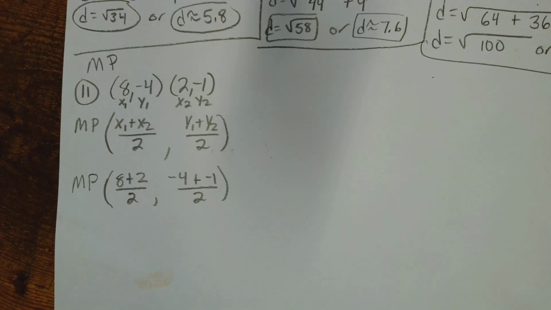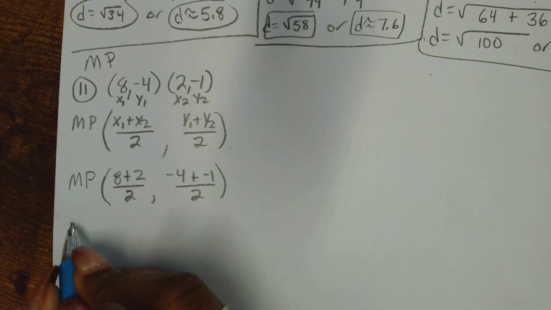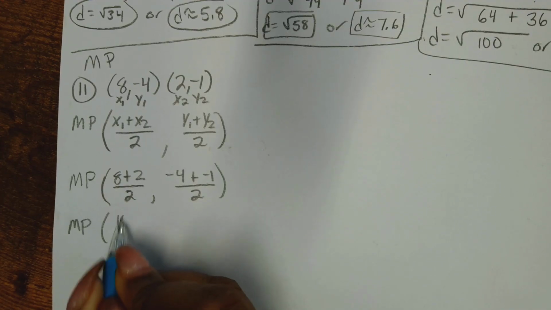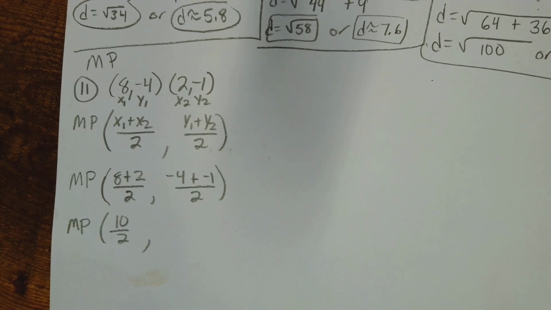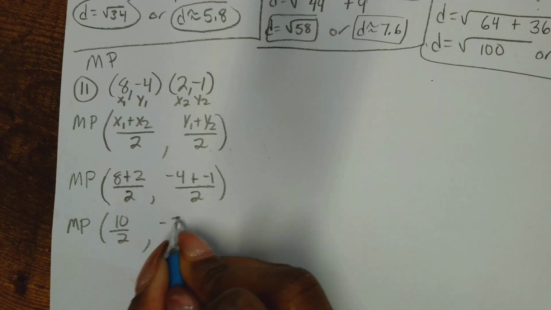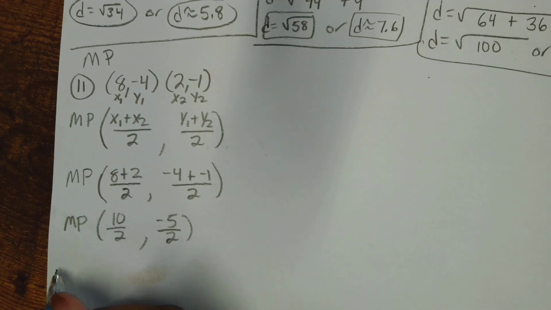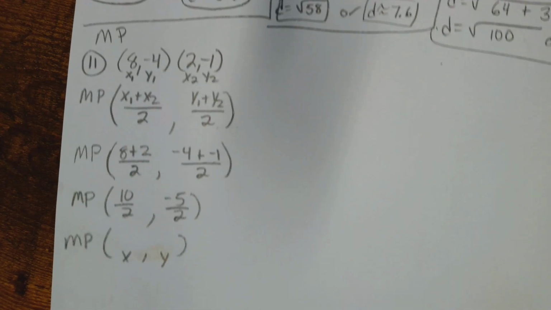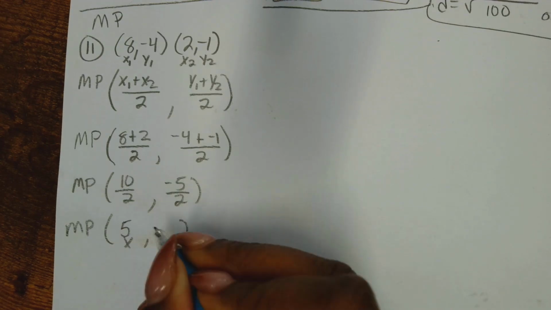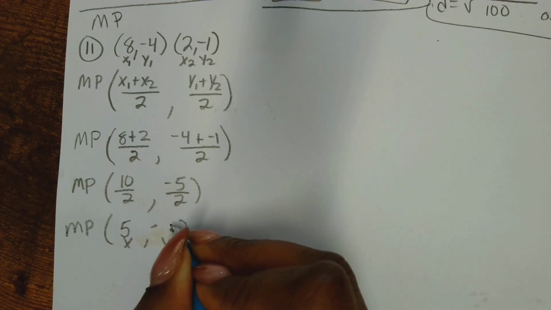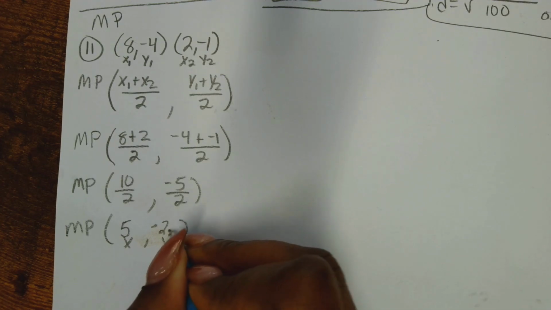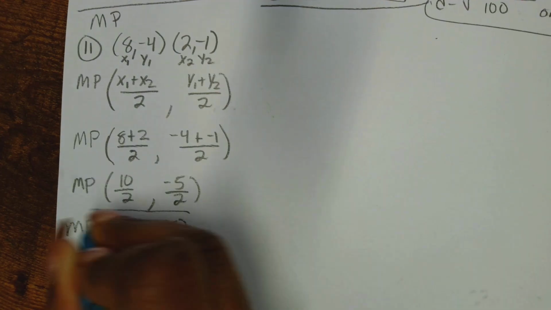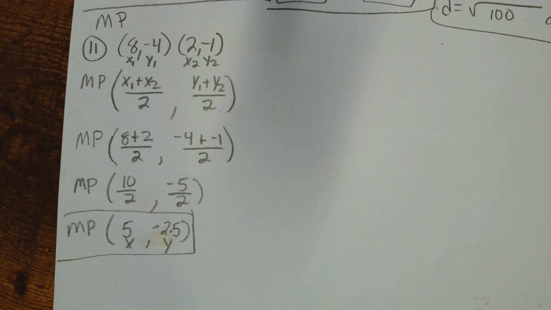Okay? So here, what is 8 plus 2? 10. What is -4 plus -1? -5. So my x and my y value for the midpoint is going to be what? What comma what? Negative what? 5/2 or 2.5. Questions about that?